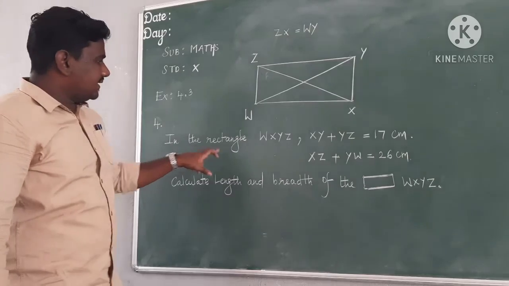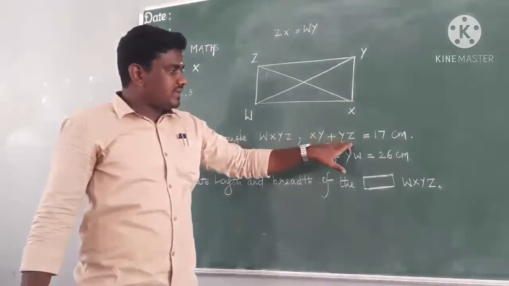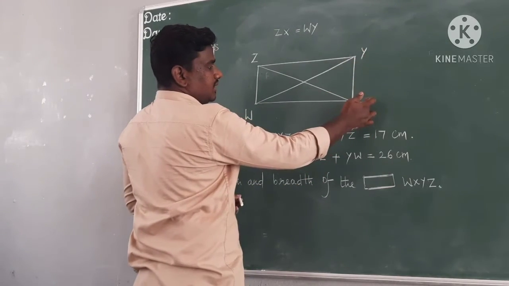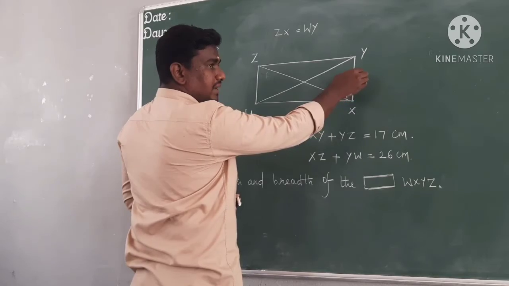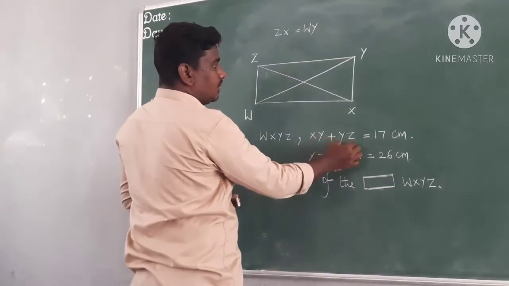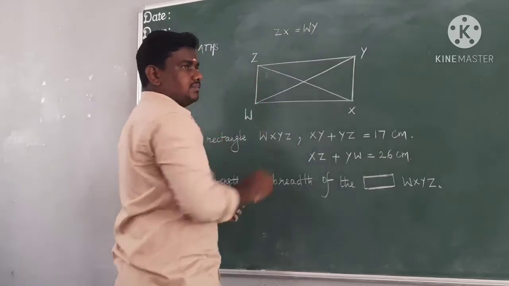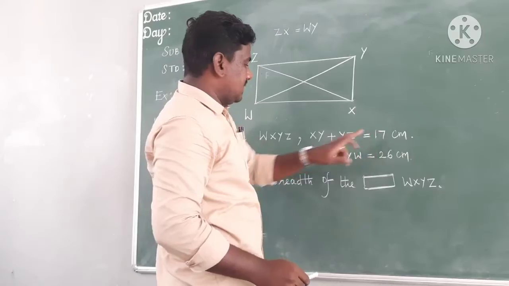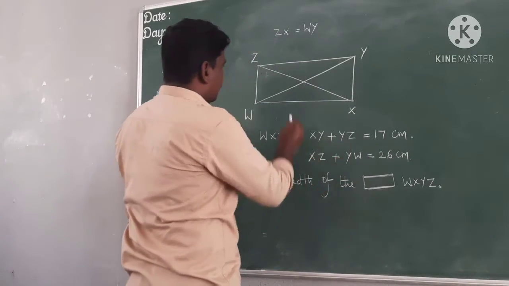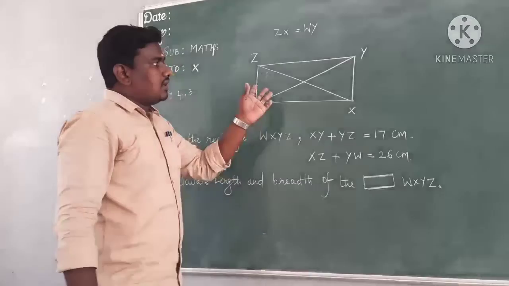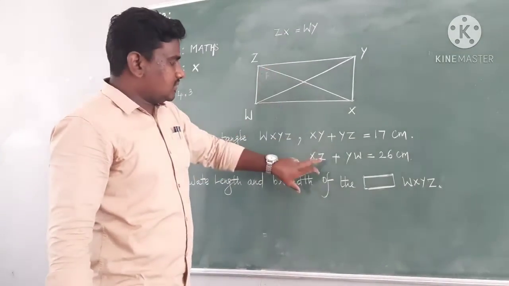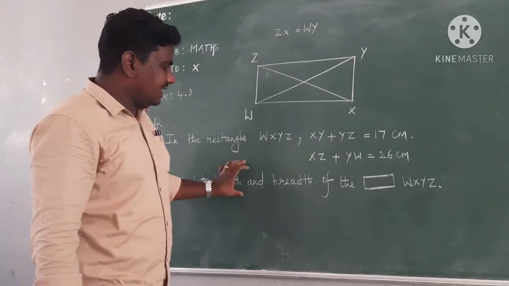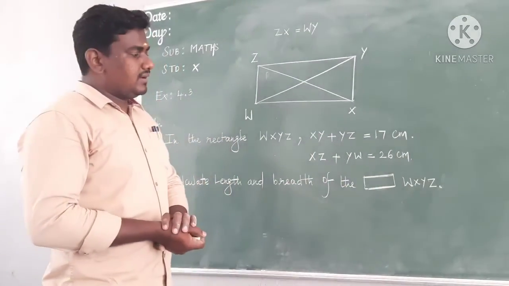So the question is, in the rectangle WXYZ, XY plus YZ equal to 17 cm. What is XY and YZ? XY is a height, or we can take breadth. XY is equal to breadth and YZ is the length. So sum of length and breadth is equal to 17 cm. And then XZ plus YW. What is XZ and YW? Are the diagonals. Okay. So sum of the diagonals is equal to 26 cm. They are asking to find the length and the breadth of the rectangle WXYZ.